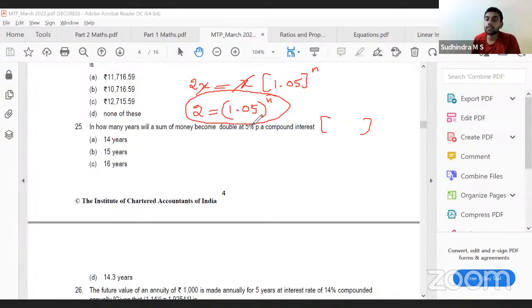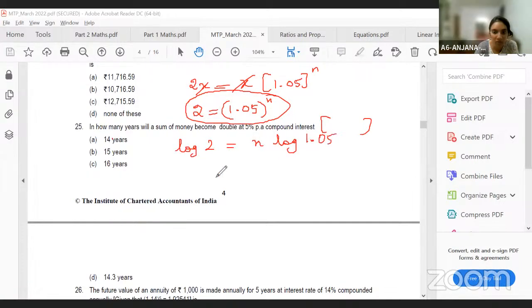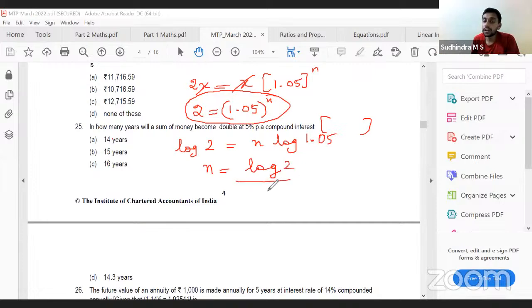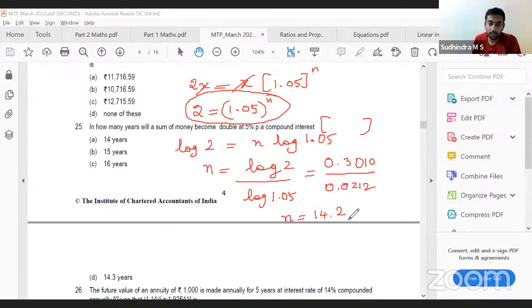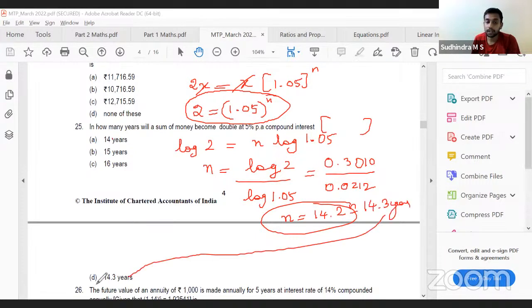Okay. So by applying logarithms, how do I apply logarithms on both sides? Log 2 is equal to n log 1.05. I want n. So n is equal to log 2 divided by log 1.05. Log 2 is 0.3010 and log 1.05 is 0.0212. It will be given in the exams, nothing to worry. So further simplifying, n will be 14.2 something, 26 or 27 something it will come. So round it off to 14.3 years. So this is the answer.